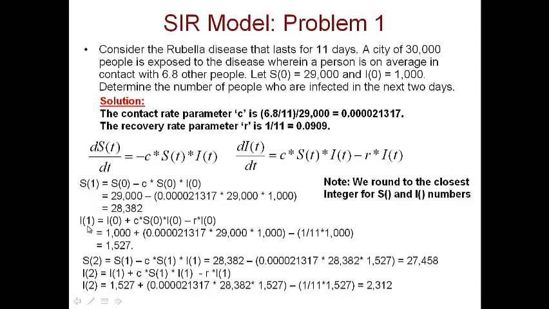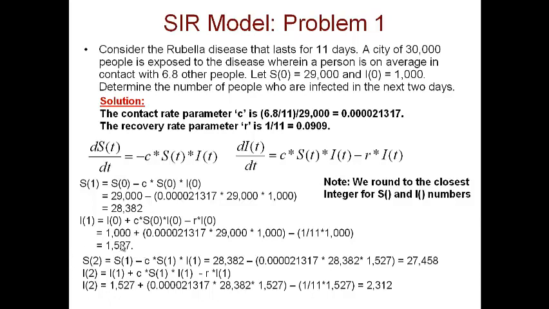Now the number of people who are infected at the end of day 1 is the number of people infected on day 0 plus C times S of 0 times I of 0 minus R times I of 0. This is the rate at which the infections are growing. So it is 1000 as I of 0, plus C times S of 0 times I of 0, minus R, which is 1 over 11 times I of 0. You do the math, you find 1527 is the number of people infected on day 1.